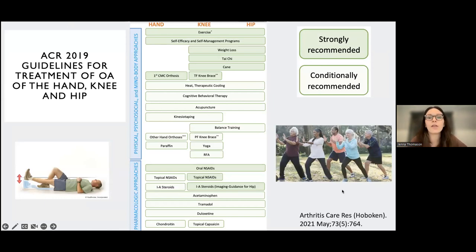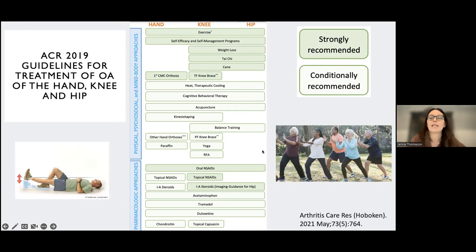And just very quickly, the ACR came out with some really nice guidelines for treatment of osteoarthritis in 2019. And this is not all osteoarthritis, but the hip, the knee, and the hand. This is a great reference for people to look at to treat this very, very common condition. So the items that are in the darker green boxes are strongly recommended, and the lighter boxes are conditionally recommended. So exercise is recommended for everybody.